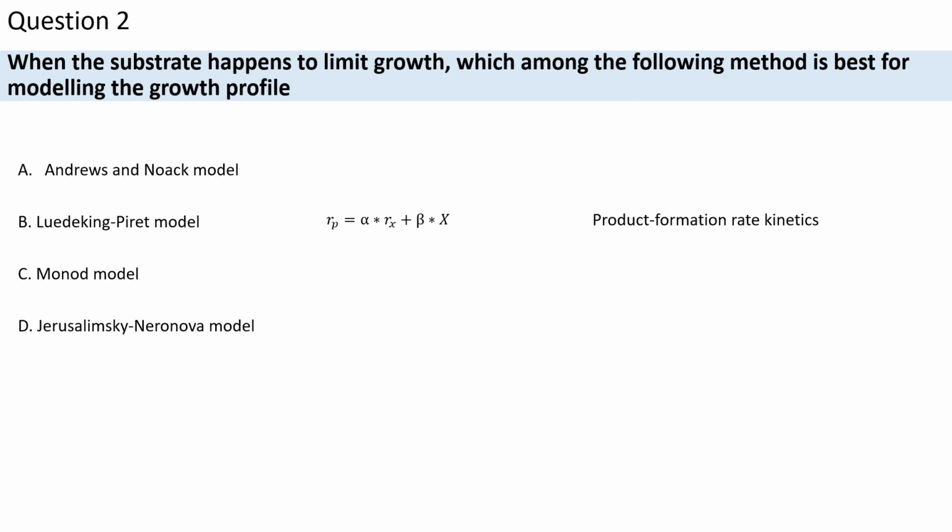As we were discussing, the Luedeking-Piret model, Rp, comes under product formation kinetics, and hence it is not our answer. So moving on to the Monod model. The Monod model says that mu is equal to mu m S divided by Ks plus S, where mu m is the maximum specific growth rate and Ks is the saturation constant. Here what they are saying, in your equation only you can see. Just a minute, I'll take the pointer.